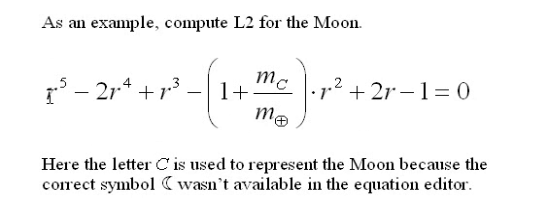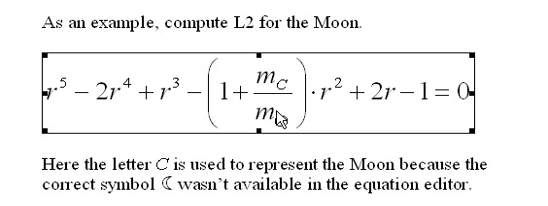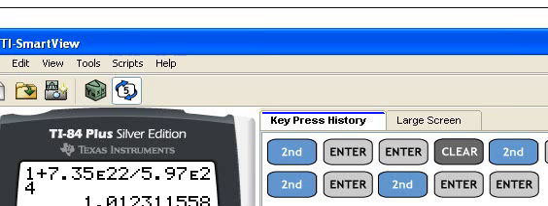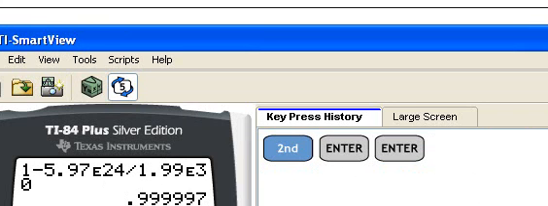Okay, so here's the equation. Let's first calculate this one here, 1 plus the mass of the moon divided by the mass of Earth. For that I looked up the mass of the moon and the mass of the Earth. I divide the two and I add that to 1, and I come up with 1.012316, rounded, for that coefficient in the middle of the equation.